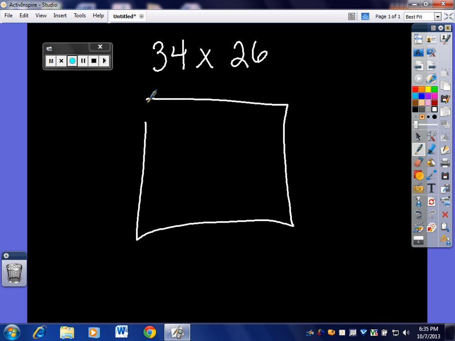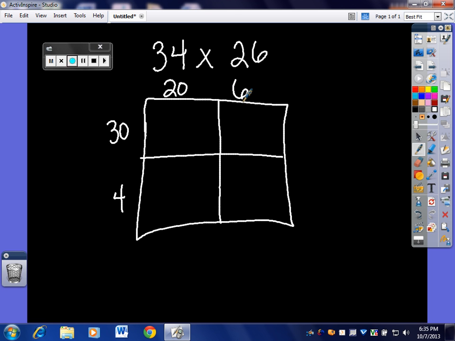Not so bad. So let's try another one. Let's multiply 34 times 26. Okay, first step, draw a box. Second step, divide the box into 4 parts. Third step, divide our factors up into expanded form. So 34 in expanded form would be 30 plus 4. 26 in expanded form would be 20 plus 6.